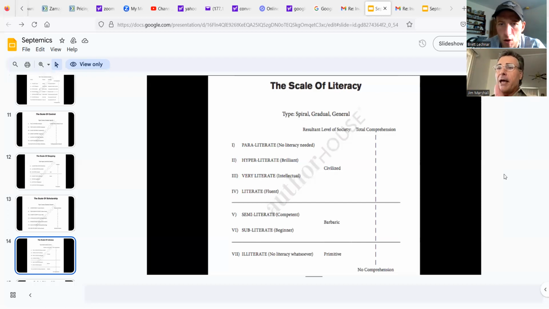Now, can that happen on all things? You can go down. And that can happen on all things. Yeah, it can happen. It's not common for people to go down this scale. But the whole point of education is to move somebody up this scale. And really, literacy facilitates education.